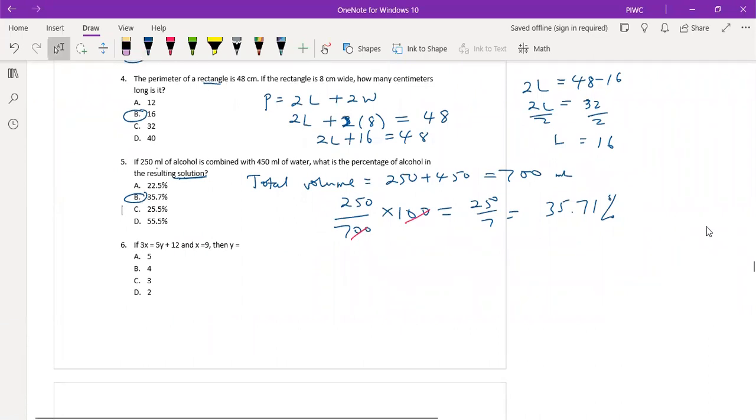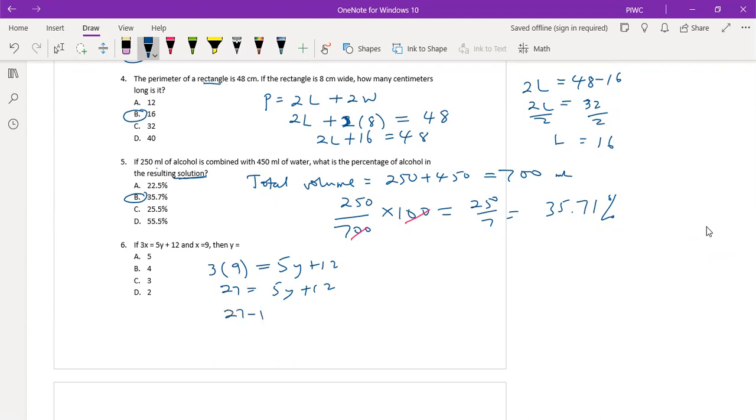Number 6, you want to evaluate the expression. You were given X, you want to find Y, so we're solving for Y here. So 3 times, replace the X with the given number, is equal to 5Y plus 12. And then isolate Y. So this is 27 is equal to 5Y plus 12. Minus 12 from both sides. So 27 minus 12 is equal to 5Y. So 15 is equal to 5Y. So Y is equal to 3. So the answer is C.